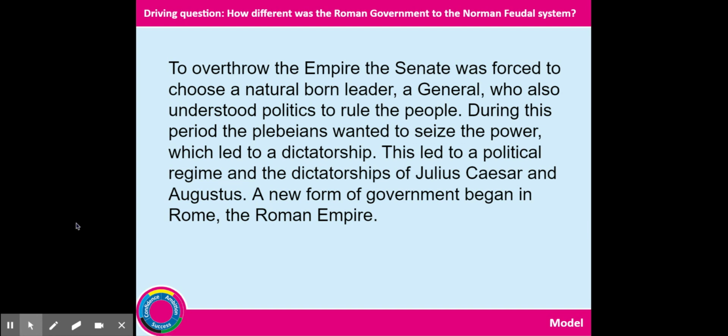The Romans went from a monarchy to a republic, then to an empire with an emperor. This was a democratic state that ended as a dictatorship. A lot changed on how the Romans were governed. This is different to the Normans, as they stayed a monarchy with one ruler.